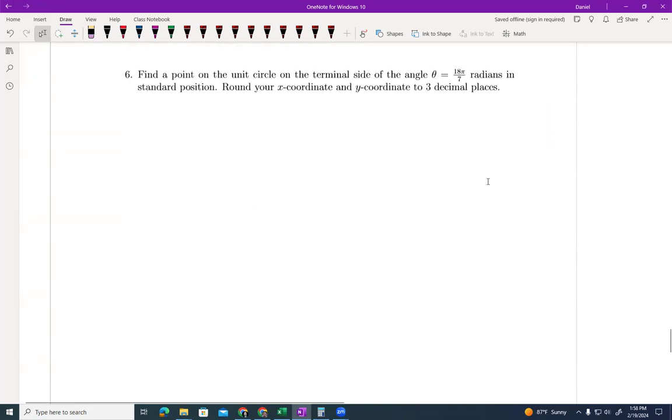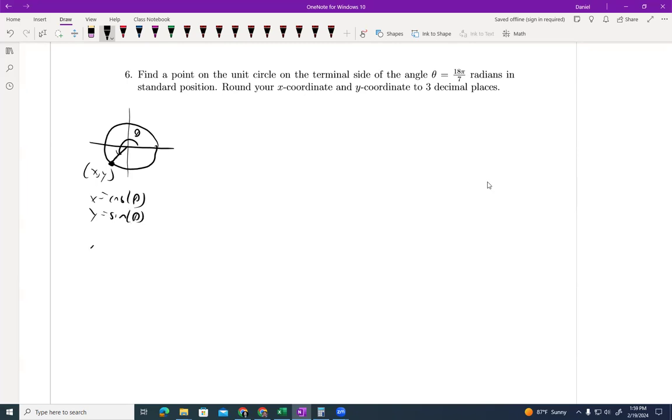Now the very last problem. We're given an angle 18 pi over 7, and we want to find the point on the unit circle that also lies on the terminal side of the angle theta. You can just remember that whatever quadrant 18 pi over 7 lies in, it doesn't actually matter. If we have an angle theta, let's say here in quadrant 3, and we want the point on the unit circle that lies on that angle theta, then x will just be cosine of theta, and y will just be sine of theta.